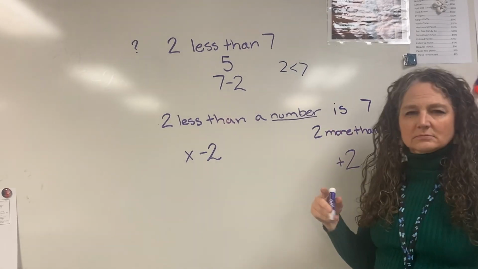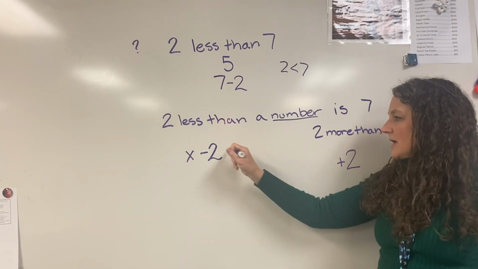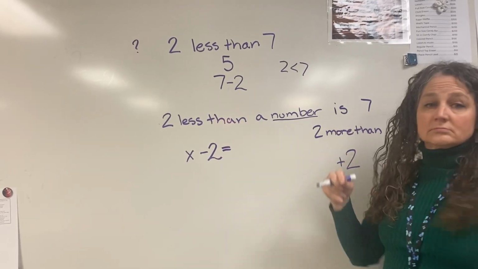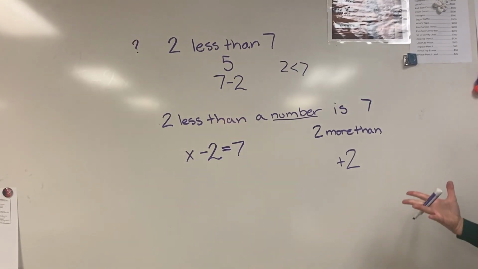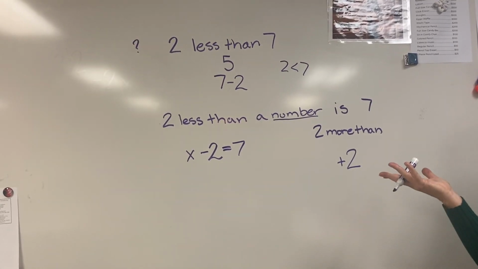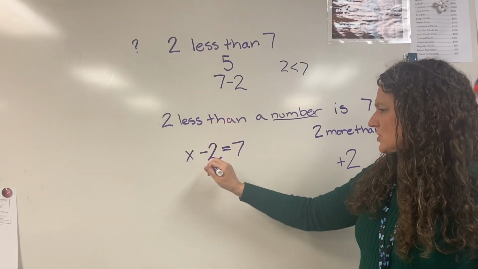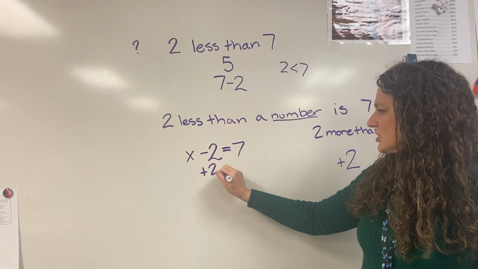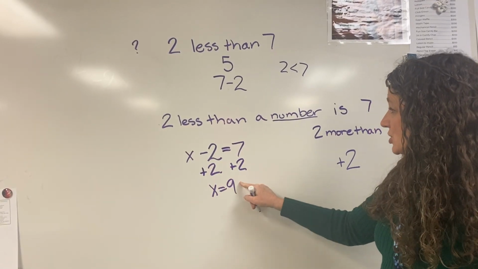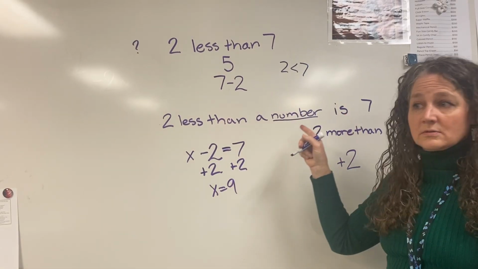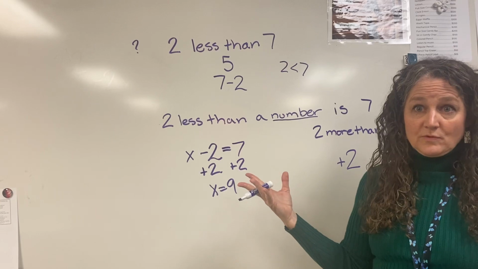Okay, then what if it says is 7? What does is mean in math land? What would is be? Equals. So x minus 2 is 7. 2 less than a number is 7. Can we solve this? Yes. It's now a single step linear equation. I can solve this. We're subtracting 2. I add 2 to undo that subtraction. X equals 9. Is 2 less than 9, 7? Did I do it right? Boom. And now I'm done. I move on to the next one.